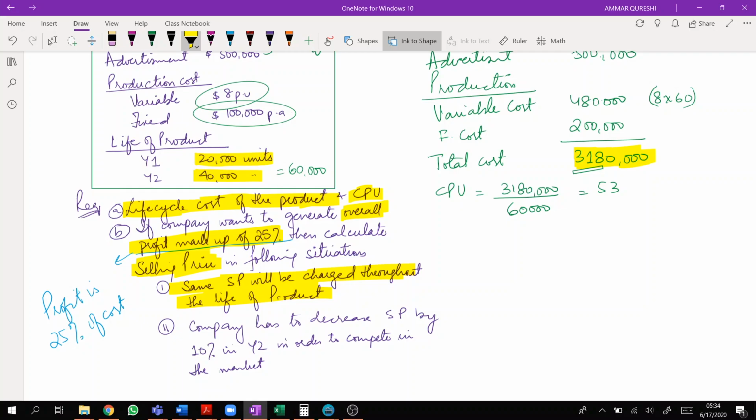So let's start with the first part. We will do the second part later. So first of all, we need to identify what will be the profit, right? So let's start with its B part.